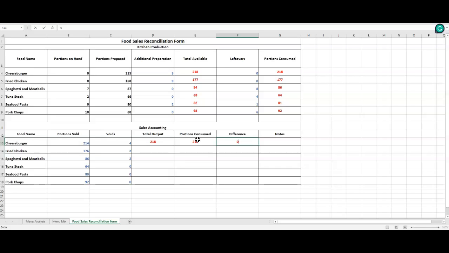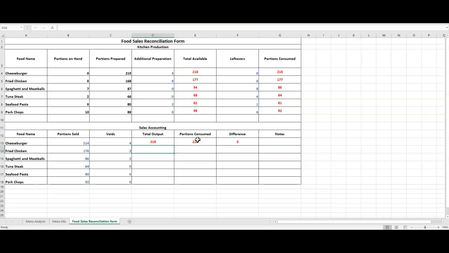We did have a few voids there, so we would want to investigate any type of void, to make sure that they're not just voiding things out. When it comes to this, you don't want theft to be an issue. So if the same person continues to void out things after we've prepared, or after menu items have been taken to tables and things like that, then we really want to investigate it. But for the purposes of this cheeseburger, we had 218 out, 218 consumed.